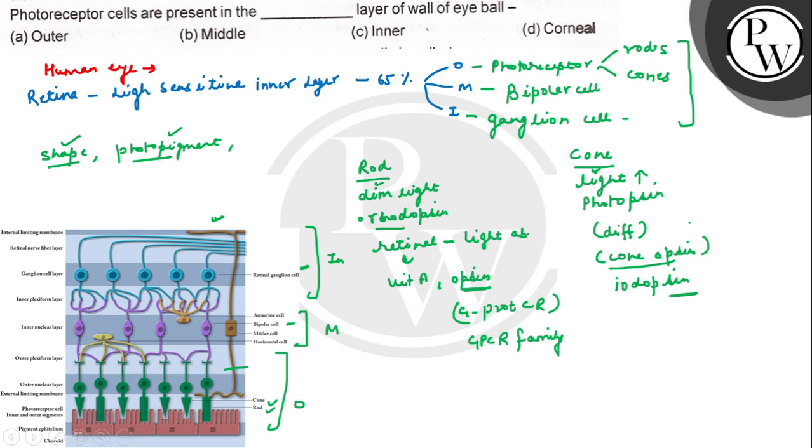So the question says photoreceptor cells are present in the, and we clearly know that photoreceptor cells are present in the outer layer of the wall of the eyeball. So the options here are outer, middle, inner and corneal. So the correct option is outer.